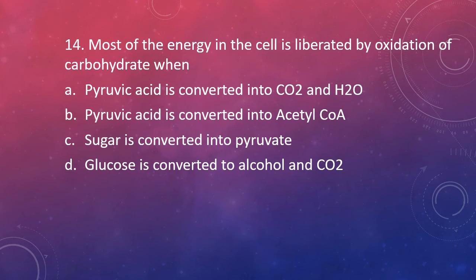Question number 14. Most of the energy in the cell is liberated by oxidation of carbohydrates when pyruvic acid is converted to carbon dioxide and water, pyruvic acid is converted to acetyl-CoA, sugar is converted to pyruvate, glucose is converted to alcohol and carbon dioxide. Most of the energy in the cell is liberated by oxidation of carbohydrates when? Correct answer is option A, when the pyruvic acid is converted to carbon dioxide and water.